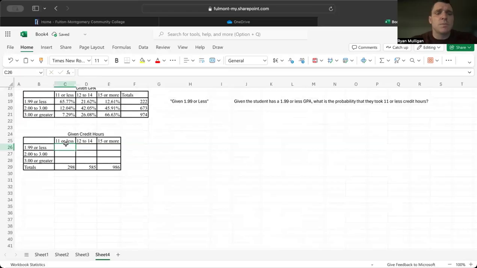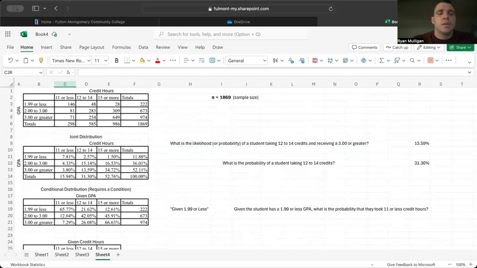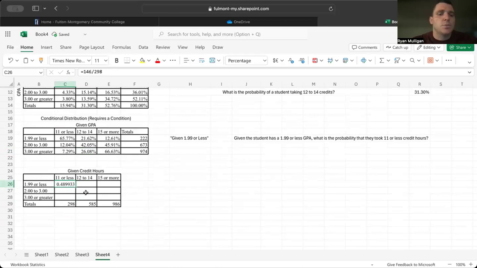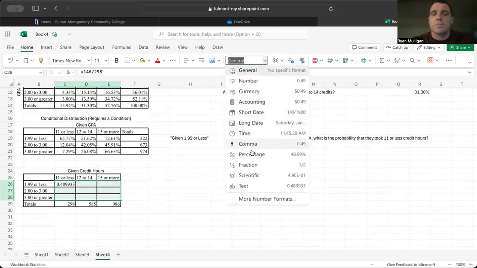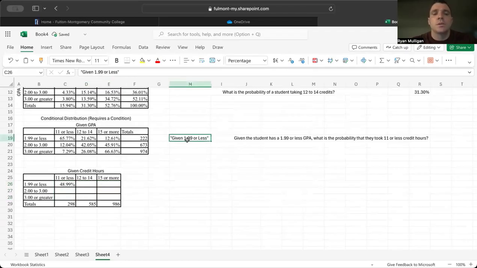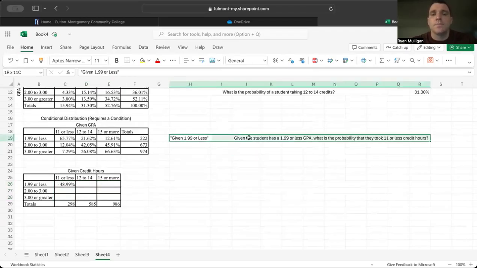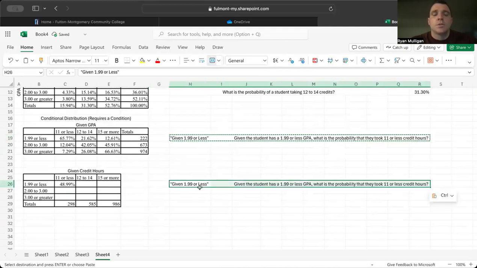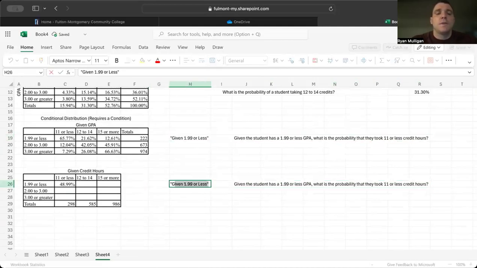And then I just do the same exact thing that I did before. So I'm going to take 146 divided by, instead of the 222, now I'm saying 298. And again, I want to change these all to percentages and watch what happens here, okay? Because I'm going to go through how this looks exactly the same as the last one.